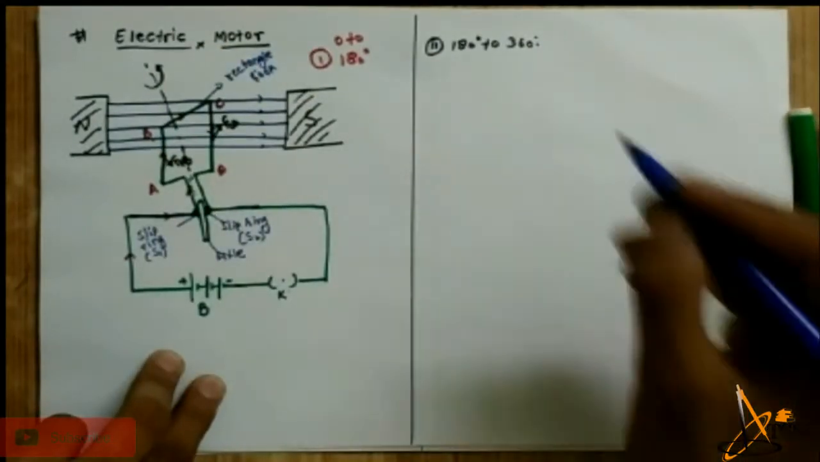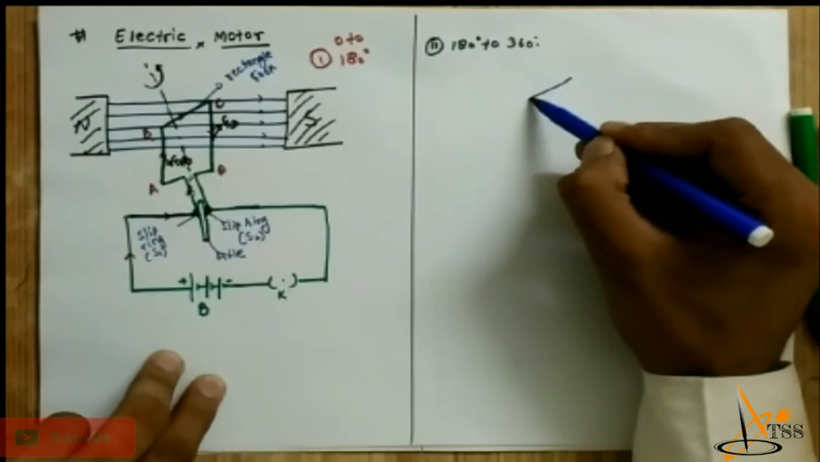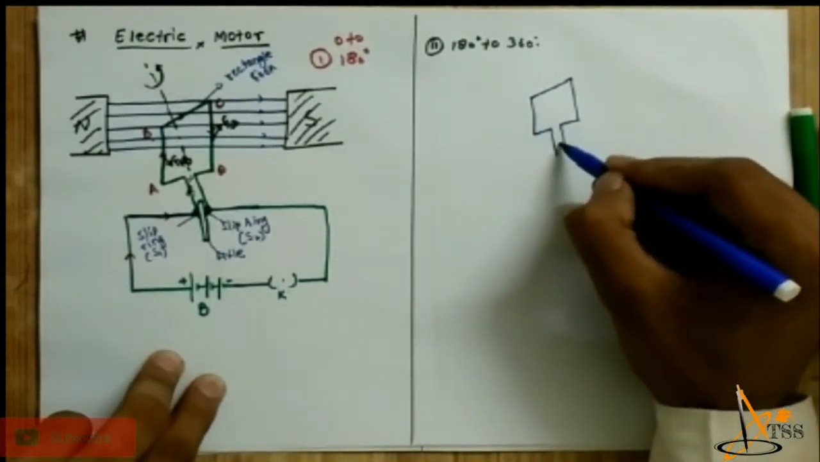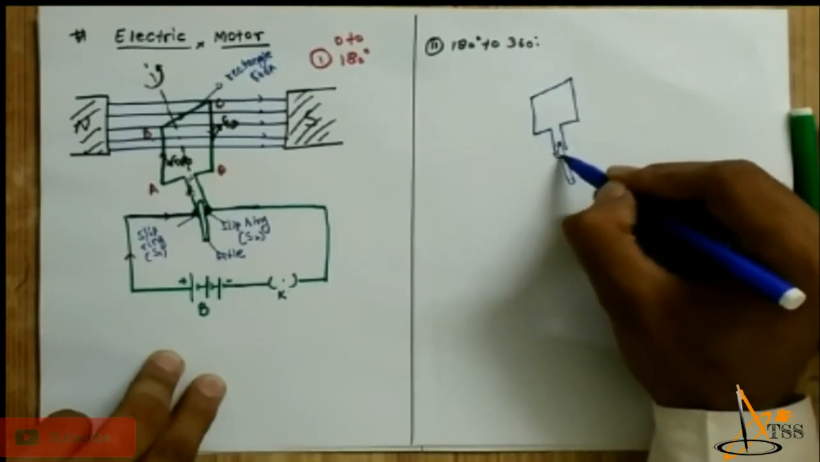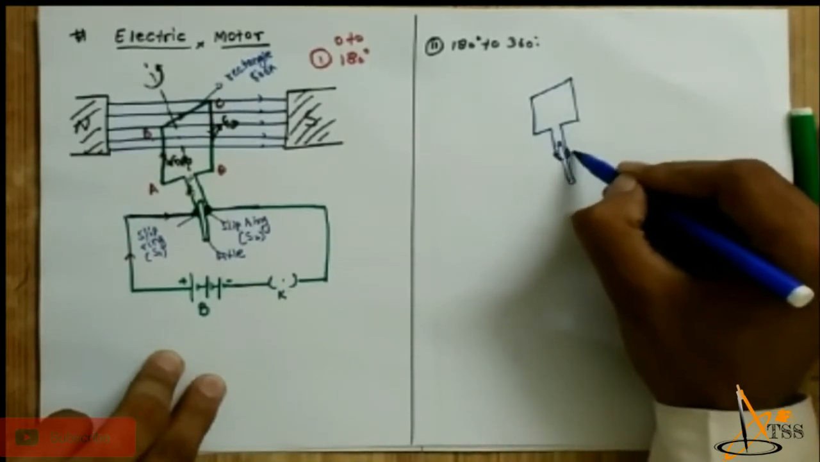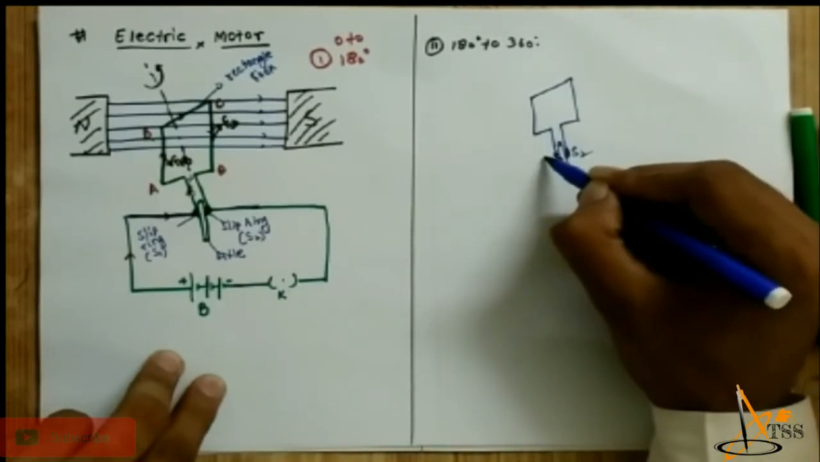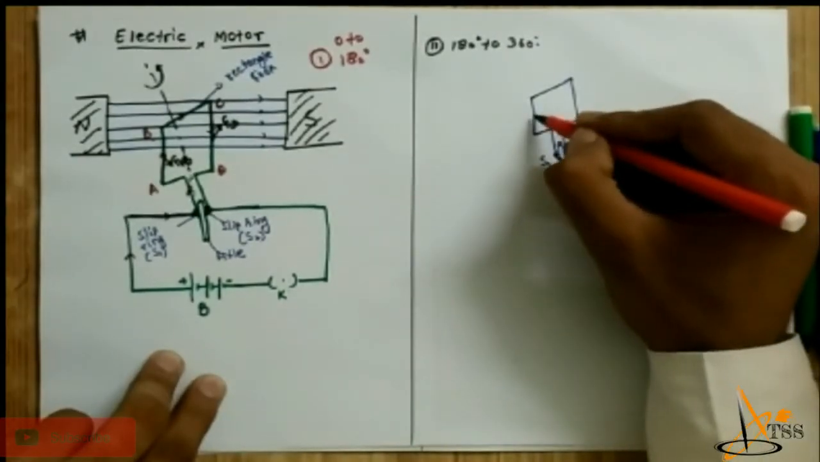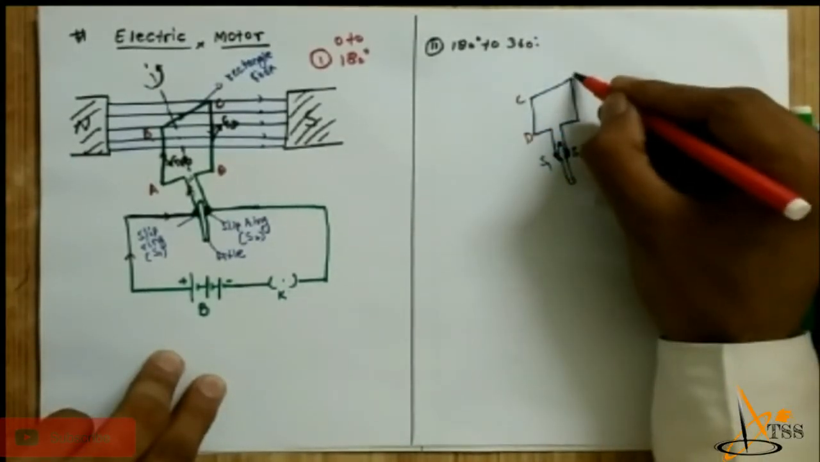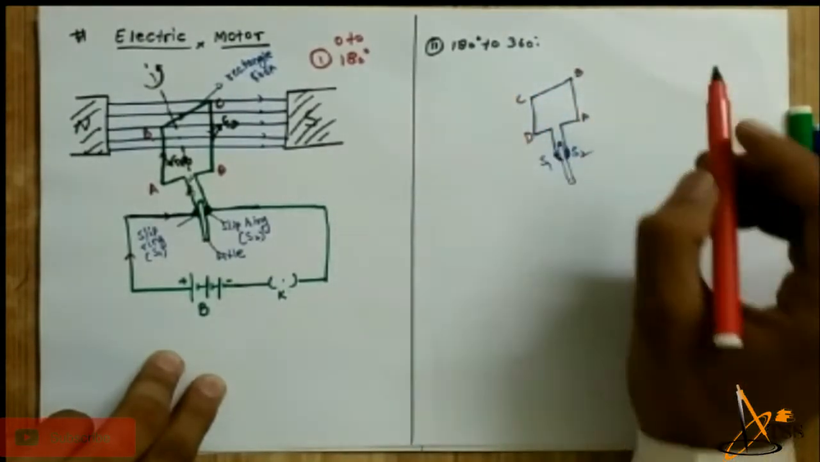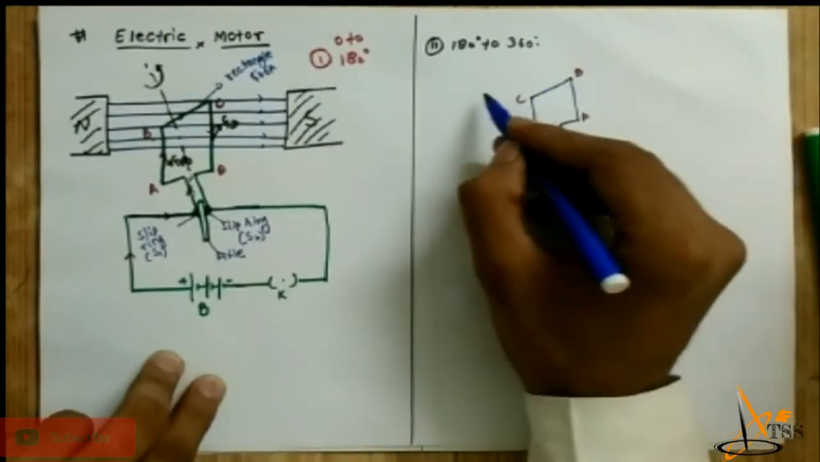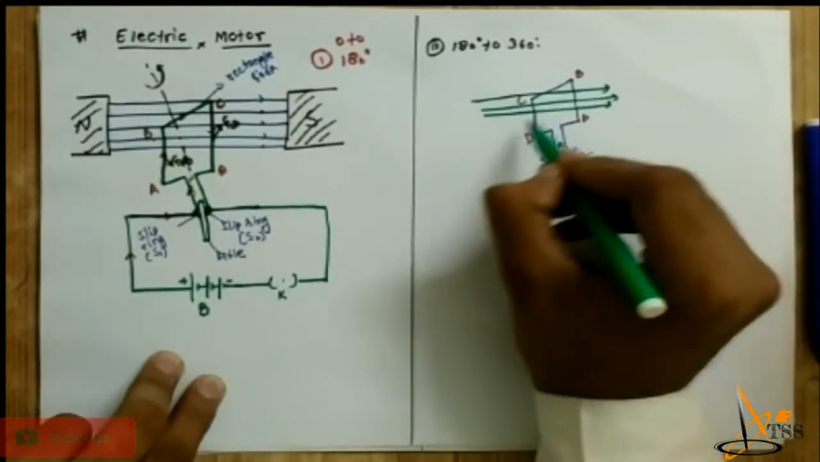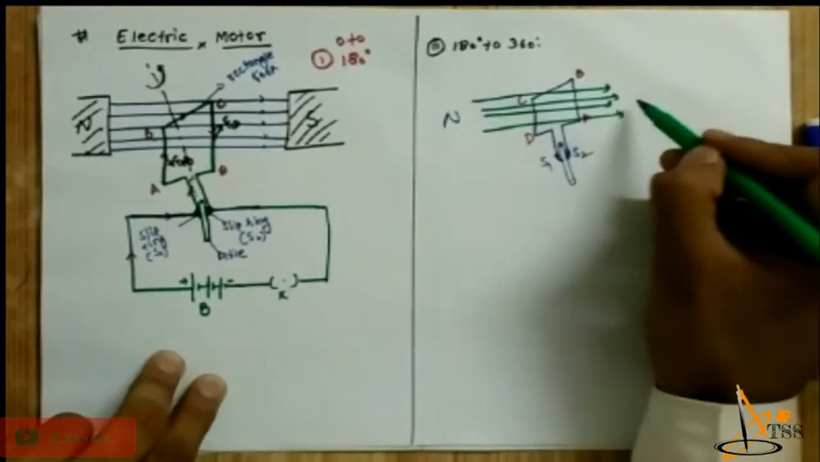Now the phenomenon will be this. This is the rectangle one. This is the axis. These are the slip rings. This one will remain S2. This will remain S1. This is the movable coil. So C and D here, B and A here. The magnetic field is again in the same direction, because this magnetic field is constant. This magnetic field is constant in this direction from north to south.